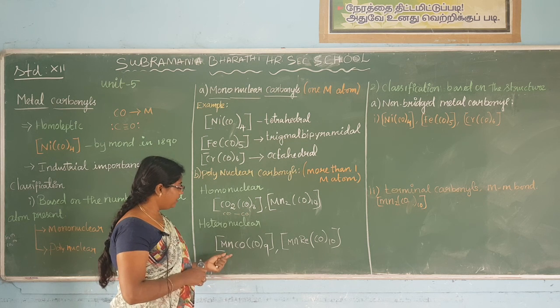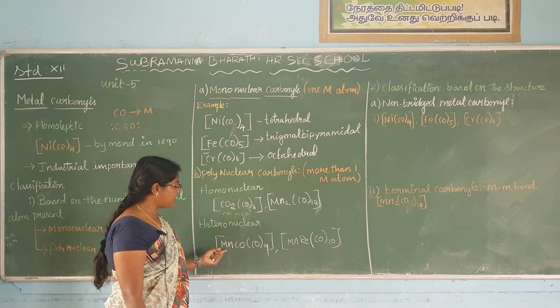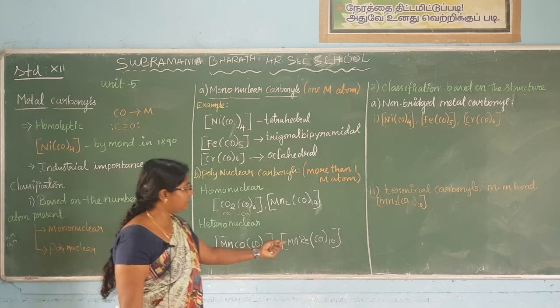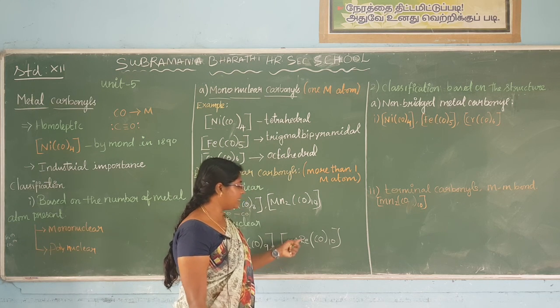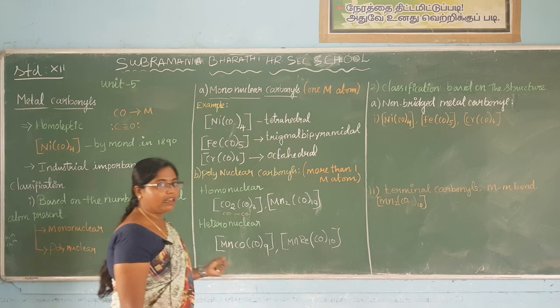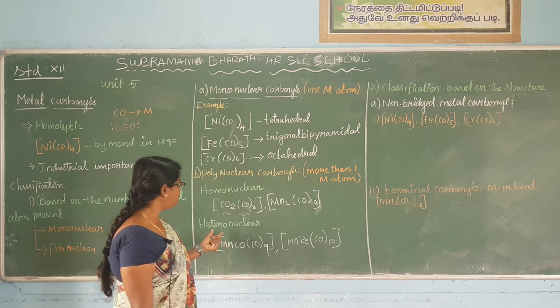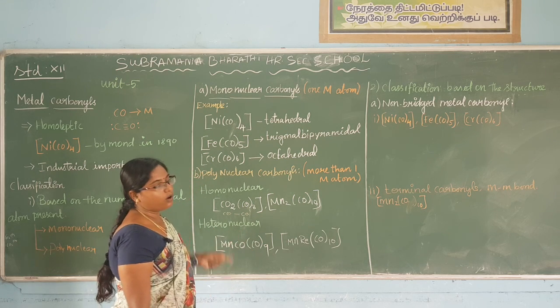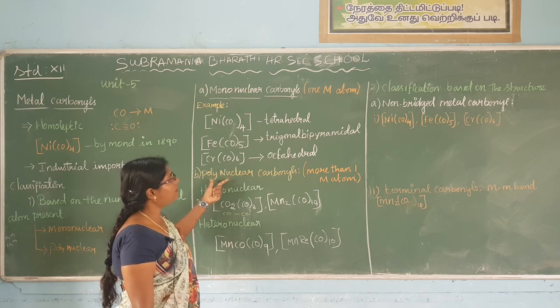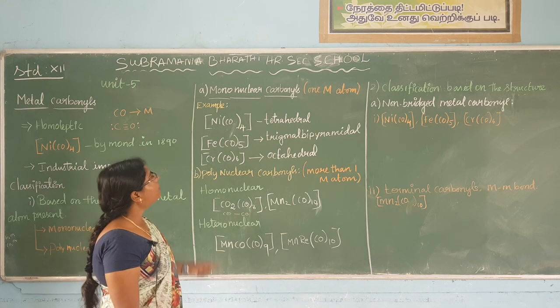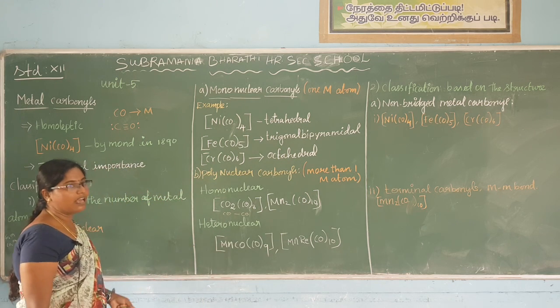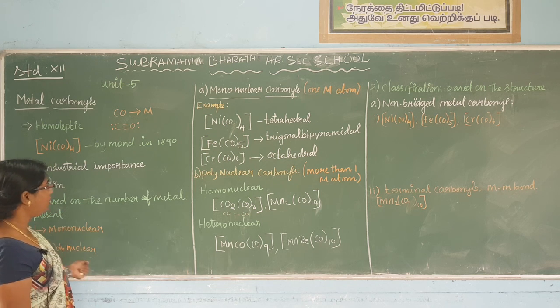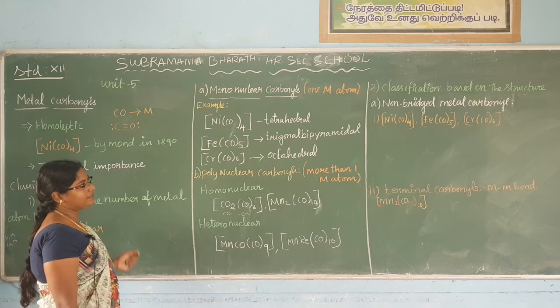See here, I am having manganese as well as cobalt. See here, I am having manganese as well as rhenium. So, if the metal atoms are different, that will come under heteronuclear carbonyl compounds, that too will come under polynuclear carbonyls. Okay. So, this is the first classification. This is nothing but based on the number of metal atoms present in it.